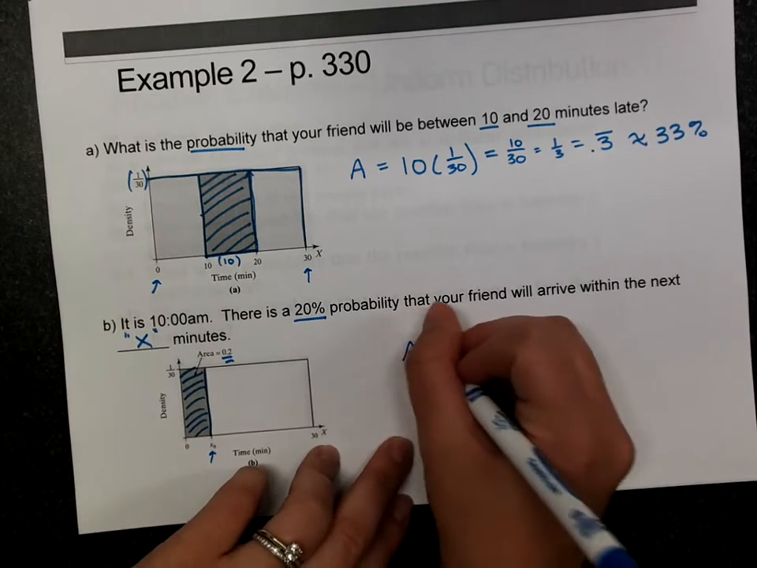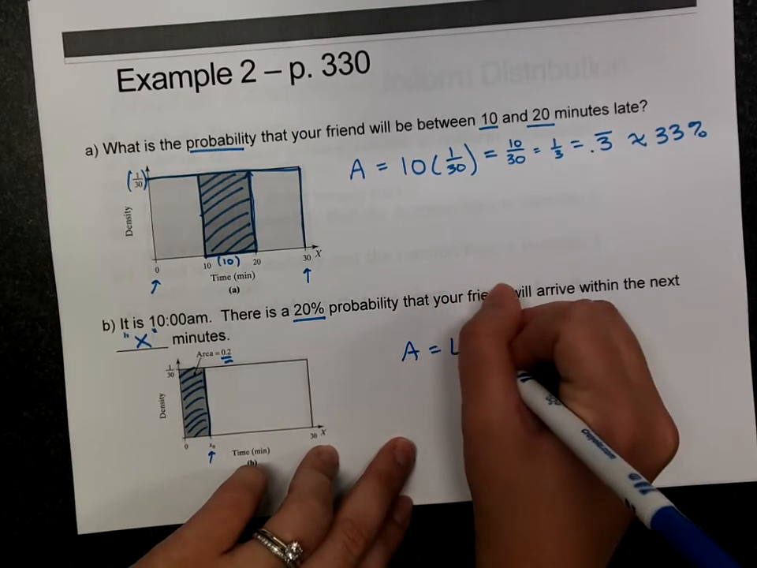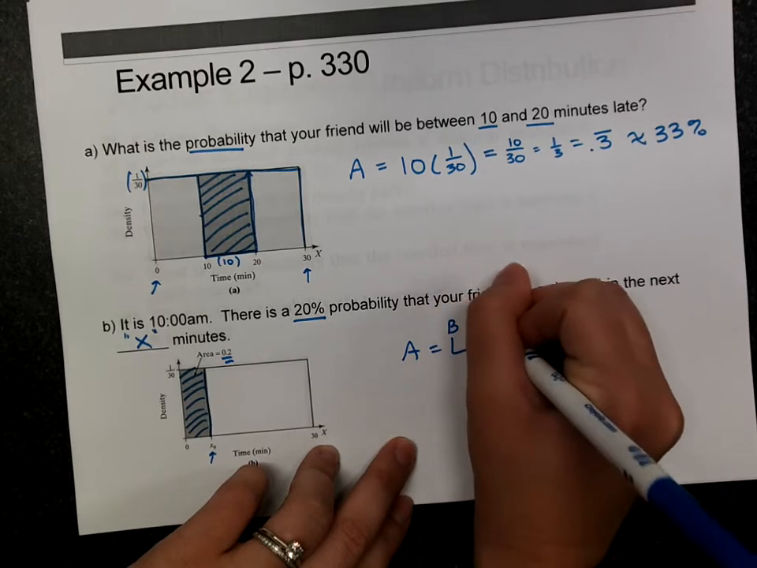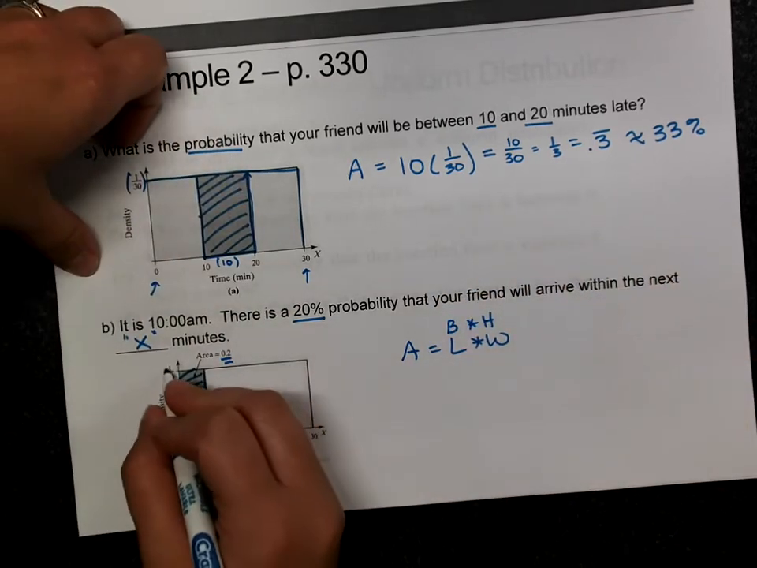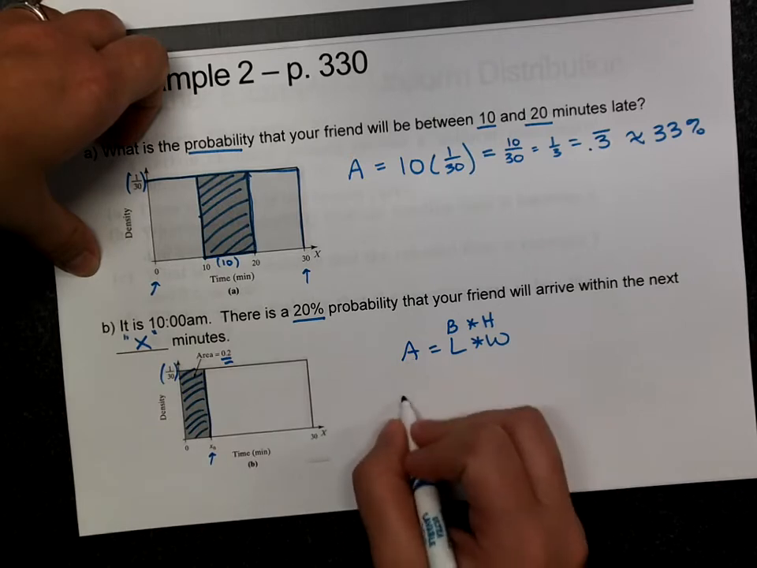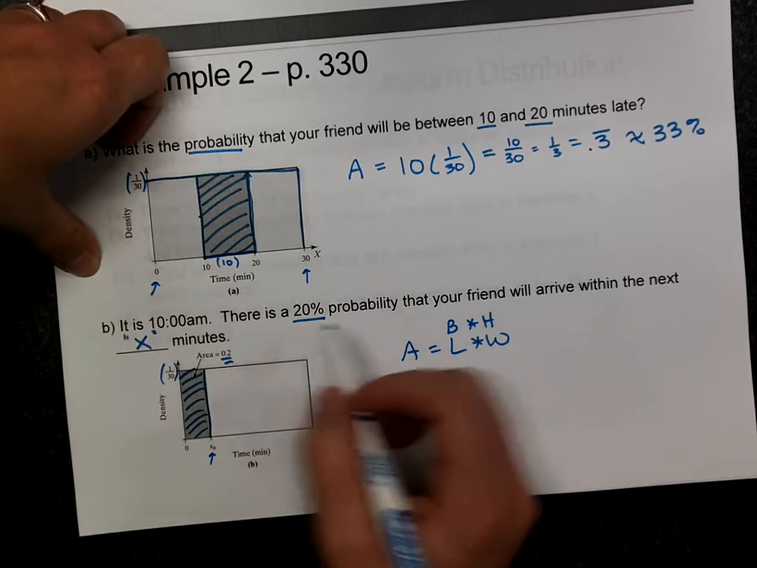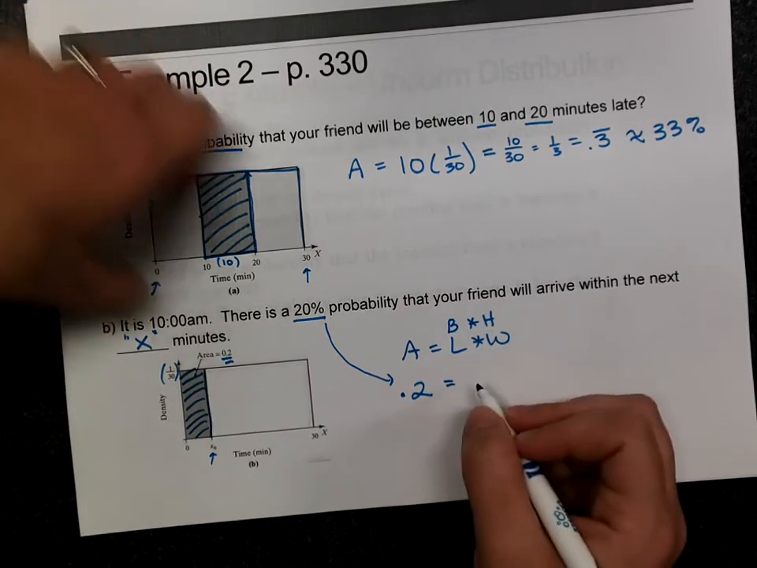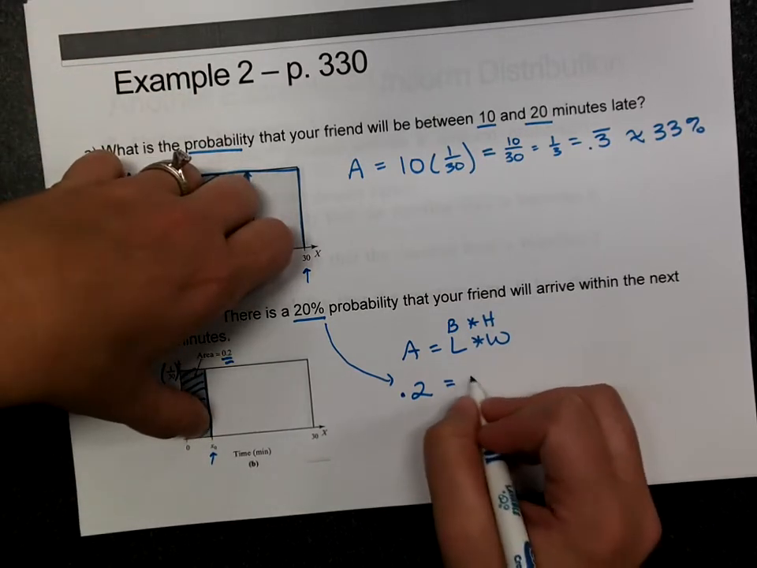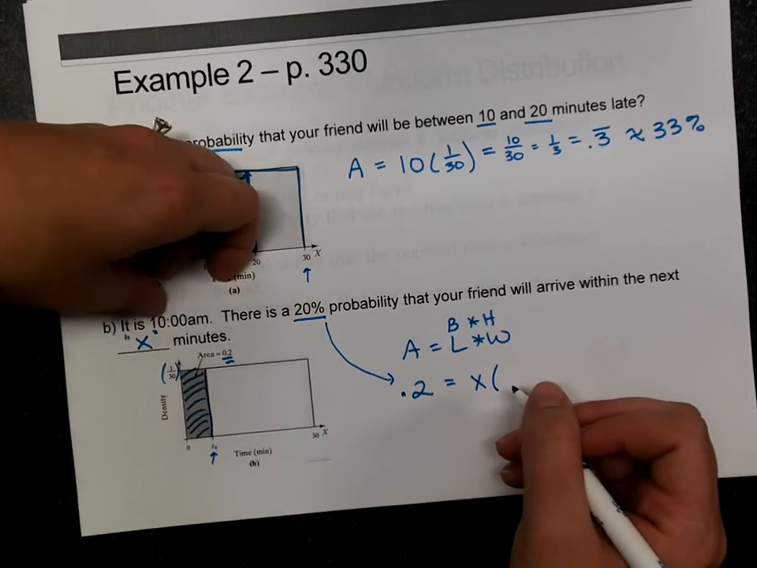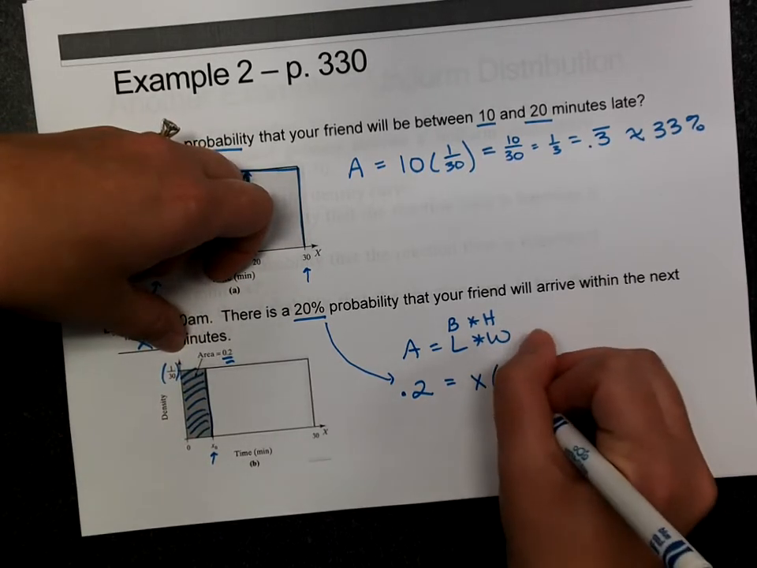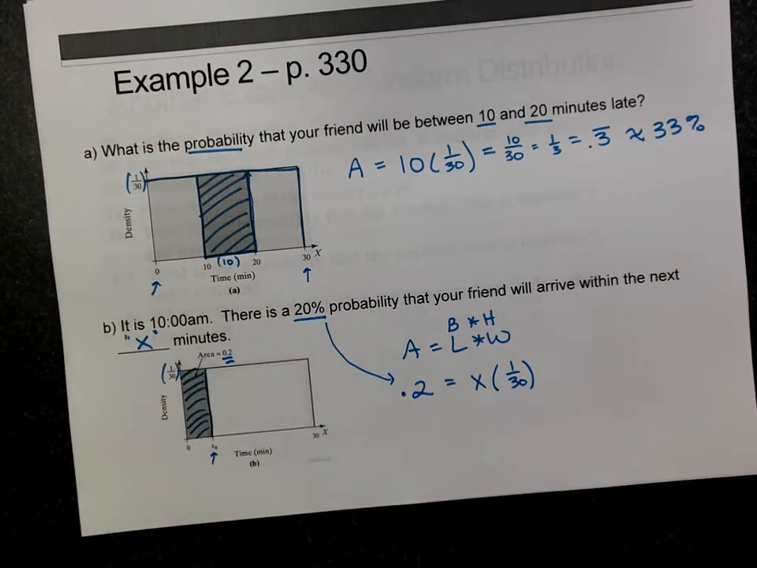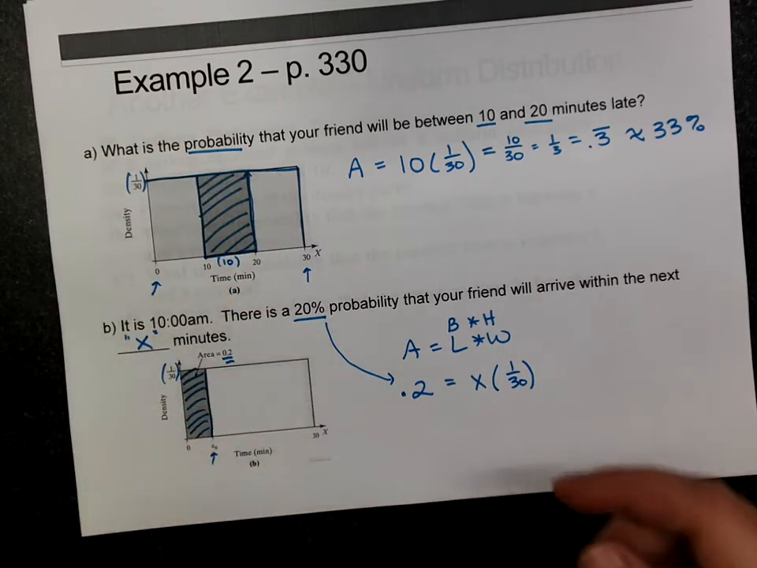So we know that area is the length times the width, or the base times the height. We know that the height is always the same, and we know that the area is 0.2. So 20% corresponds to 0.2. We do not know this distance, so I'm going to call that x, but we know the height is 1 over 30. And so you can work this out algebraically, or you can just let the calculator do it for you.